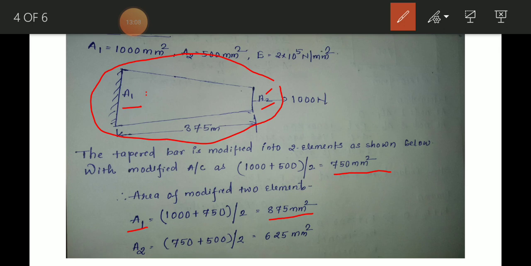Sorry. So you'll get 625 mm square. Now, by using these two areas, we have to construct the new element. It is nothing but a stepped bar. One has an area of 875 and the other has an area of 625, and the length is going to be divided exactly in half, that is 375 divided by 2.